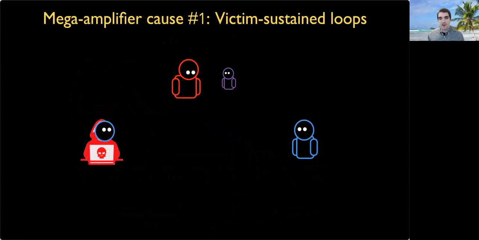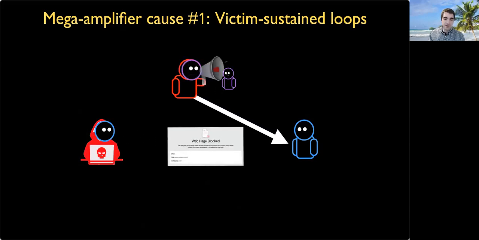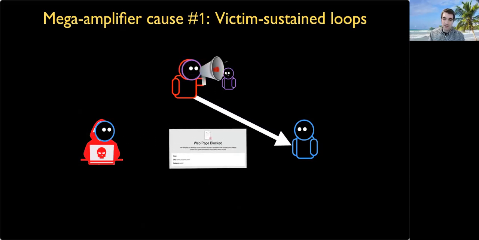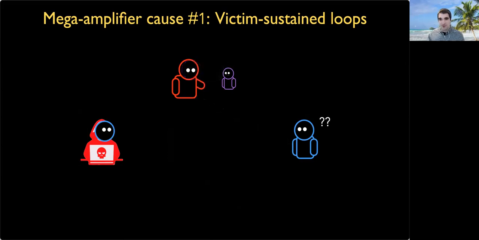First, the first cause we find here is victim-sustained loops. So after an attacker triggers a middlebox to amplify its traffic, the middlebox sends that data to the victim. But of course, the victim isn't expecting this data. And the proper client behavior for most TCP stacks when they see data they don't expect is to send a reset packet back to the destination.